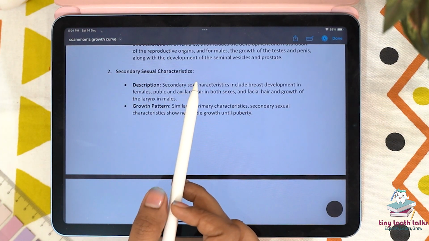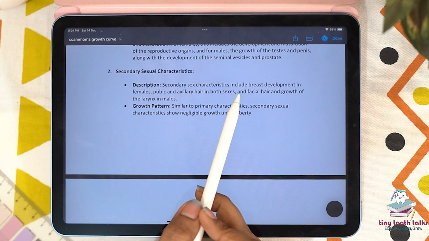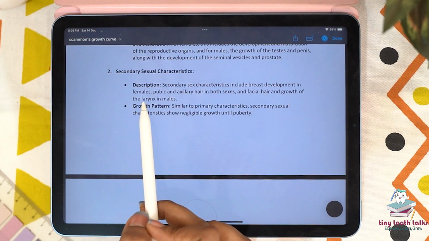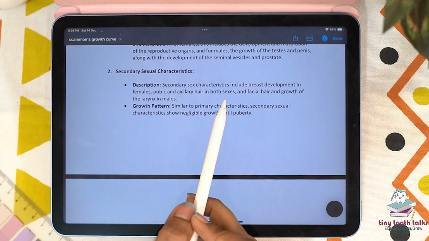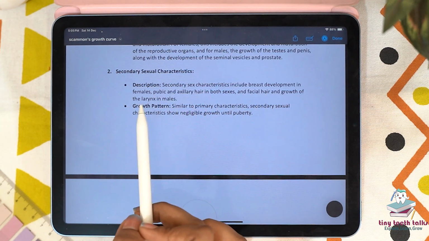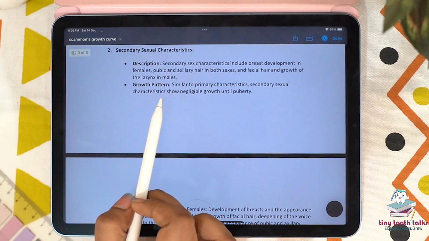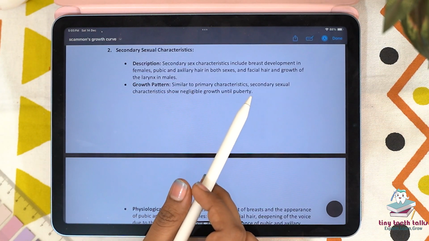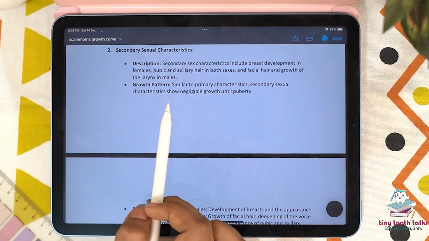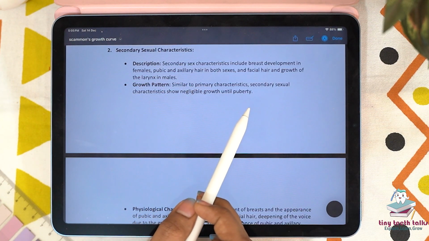Secondary sexual characteristics. Secondary sex characteristics include breast development in females, pubic and axillary hair in both sexes, and facial hair and growth of the larynx in males. Growth pattern. Similar to the primary characteristics, secondary sexual characteristics show negligible growth until puberty.